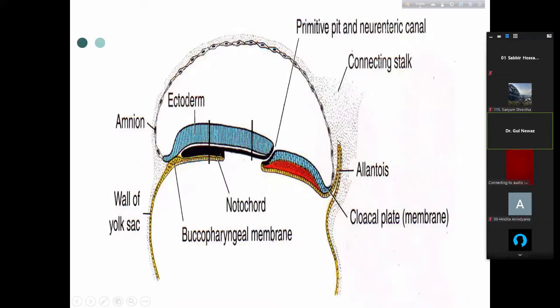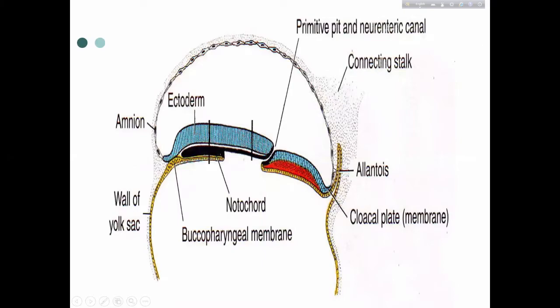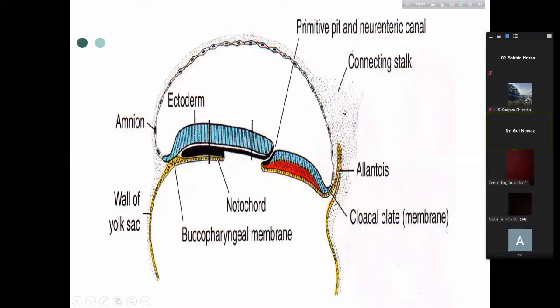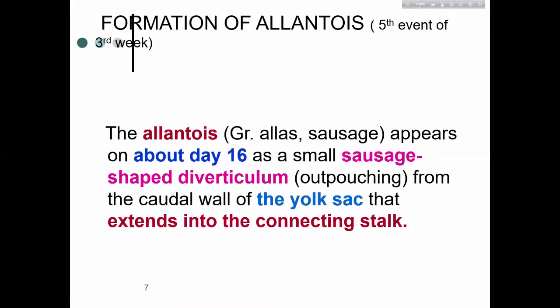So it is a sausage-shaped diverticulum or outpouching from the caudal wall of the embryo, and it extends up to the connecting stalk. I told you that the connecting stalk is filled up with extraembryonic mesoderm. I told you that the allantois appears on the 16th day. It is a sausage-shaped diverticulum from the caudal wall of the yolk sac that extends into the connecting stalk.